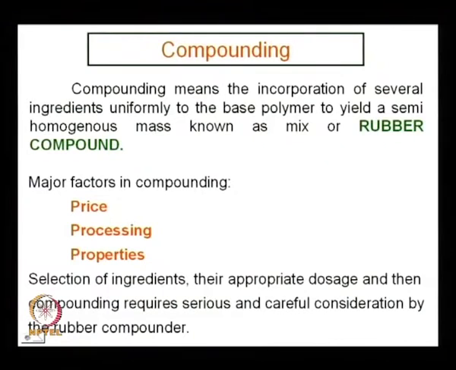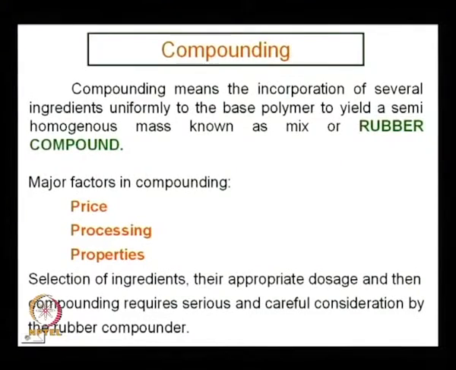The major factors to keep in mind in compounding, before selecting ingredients to formulate a rubber product, are the price of the ingredients, the processing characteristics of the rubber compound, and the properties of the final rubber compound and the vulcanized product. Keeping all these in mind, one can select the ingredients and their appropriate dose. Compounding requires serious and careful consideration by the rubber compounder.